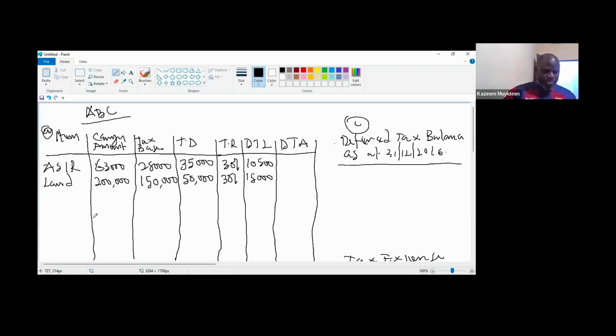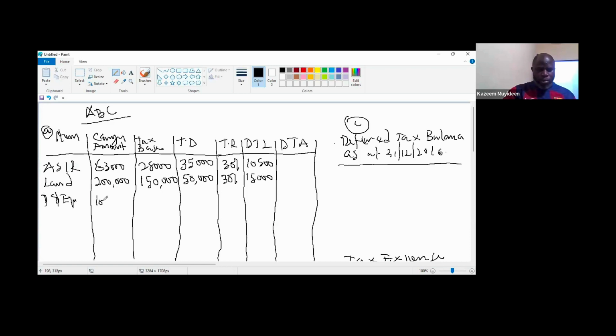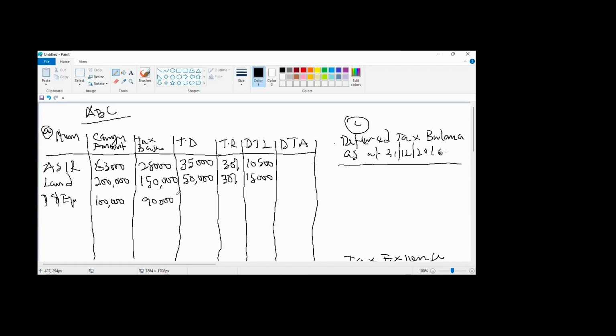Plant and equipment. Now, what is the carrying amount? They've given 100,000, so the carrying amount is 100,000. They also give me the tax base of 90,000. Nice. But they give me note 3. Let's go to note 3.